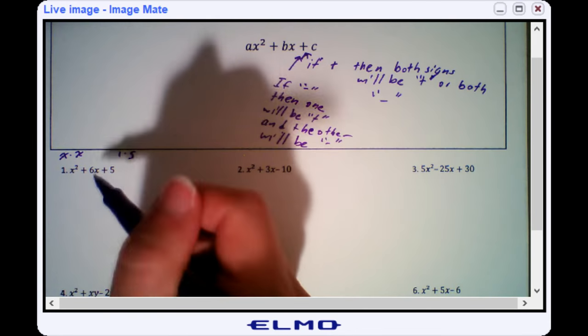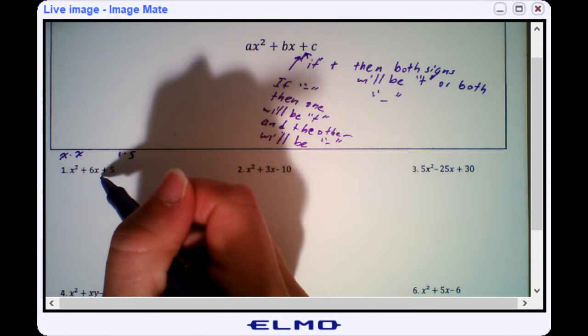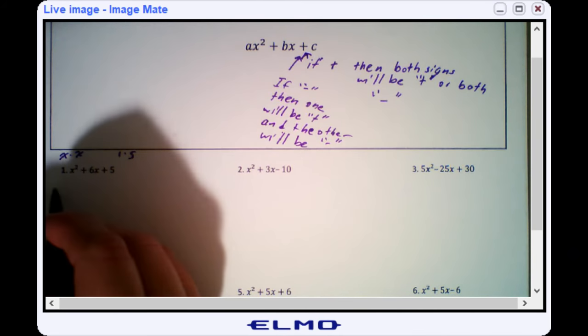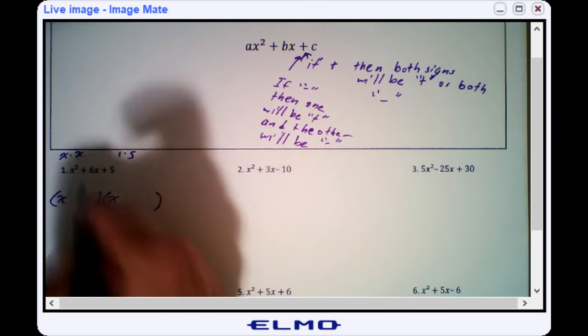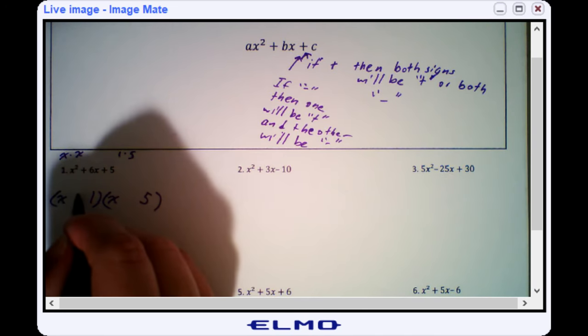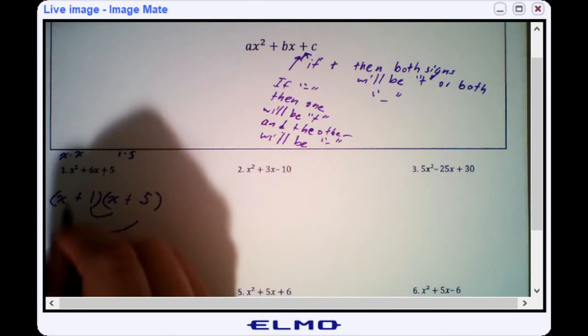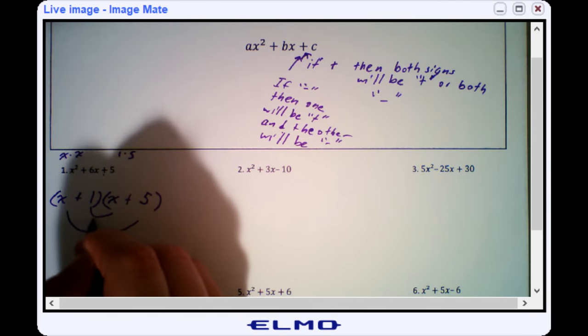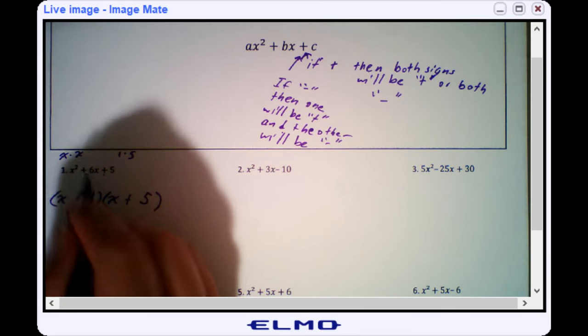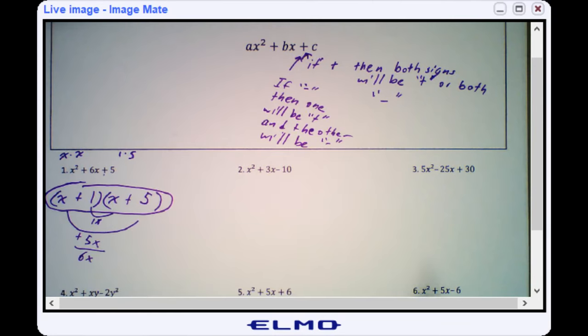I look at my last sign. It's positive, so the signs inside my parentheses will match. So now I have to have an x and an x here. I know I have to have a 1 and a 5. And then that's positive and that one's positive, so they're both going to be positive. And we're going to check. 5x, 1x, when you add them up, they do give me 6. So right here is my factored form. X plus 1 times x plus 5 gives us x squared plus 6x plus 5.